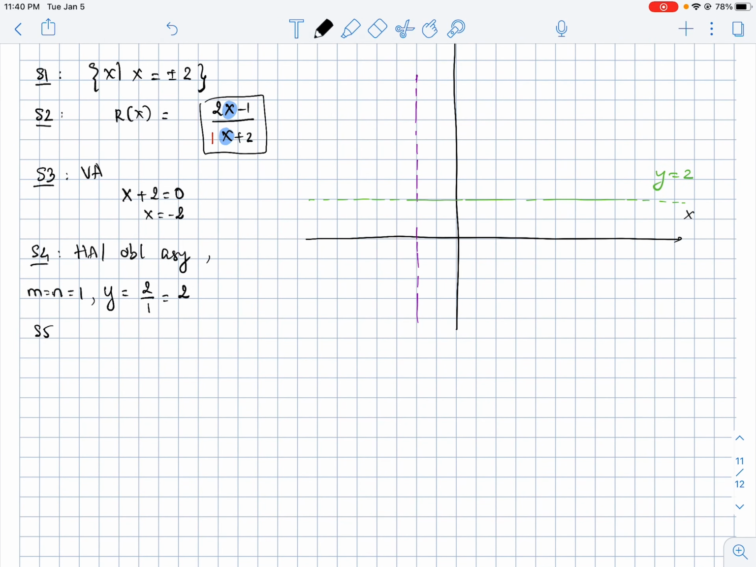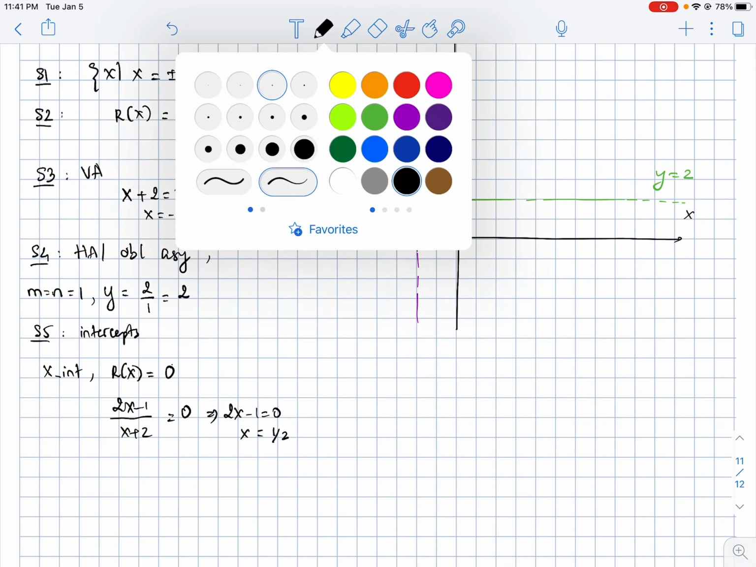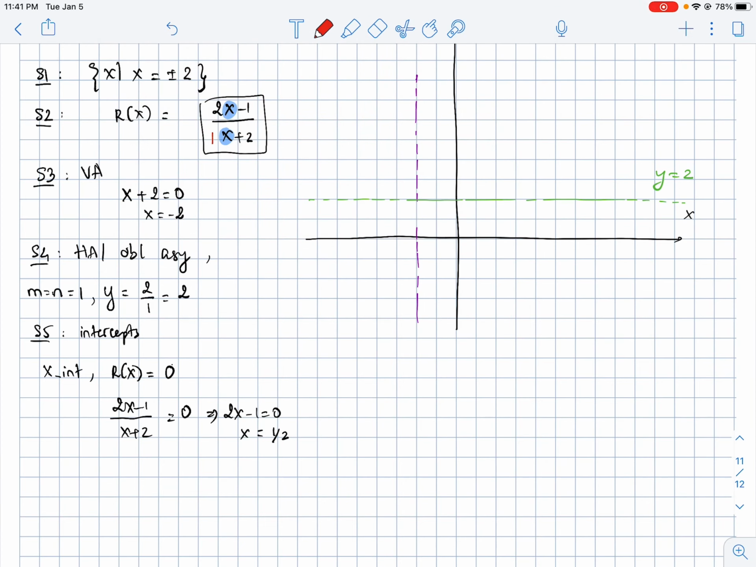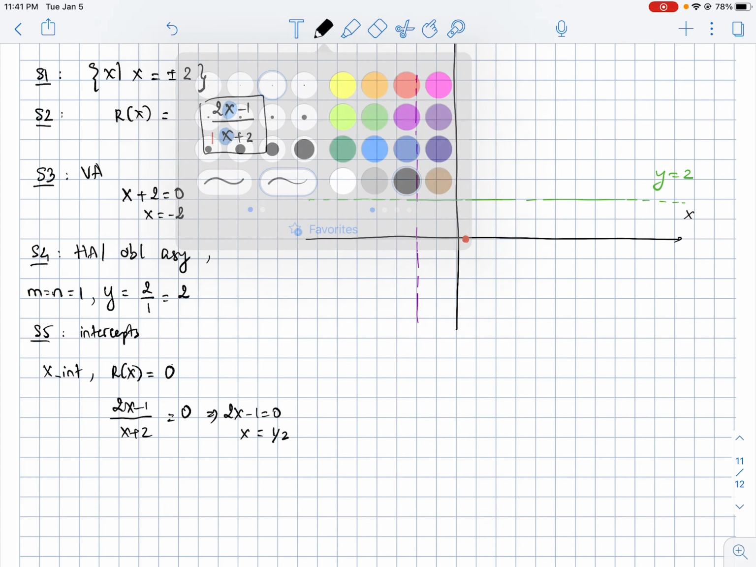In step number 5, we will find the intercepts. For the x-intercept, we will let y equal to 0. That means r of x equal to 0. So (2x minus 1) over (x plus 2) equal to 0. For this fraction to be 0, the top has to be 0. We solve this equation, we get x equal to 1/2. So that will be the x-intercept. So we have 1/2 is this point right here.